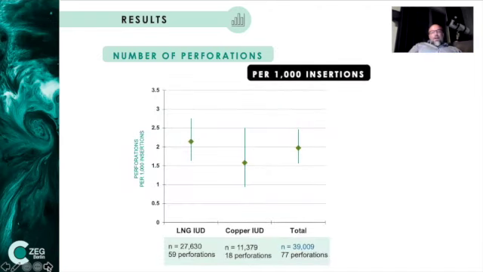Incidents were higher in the Mirena cohort. So we had incidents of 2.1 in 1,000 insertions for Mirena and only 1.6 in copper IUD users. Next slide, please.